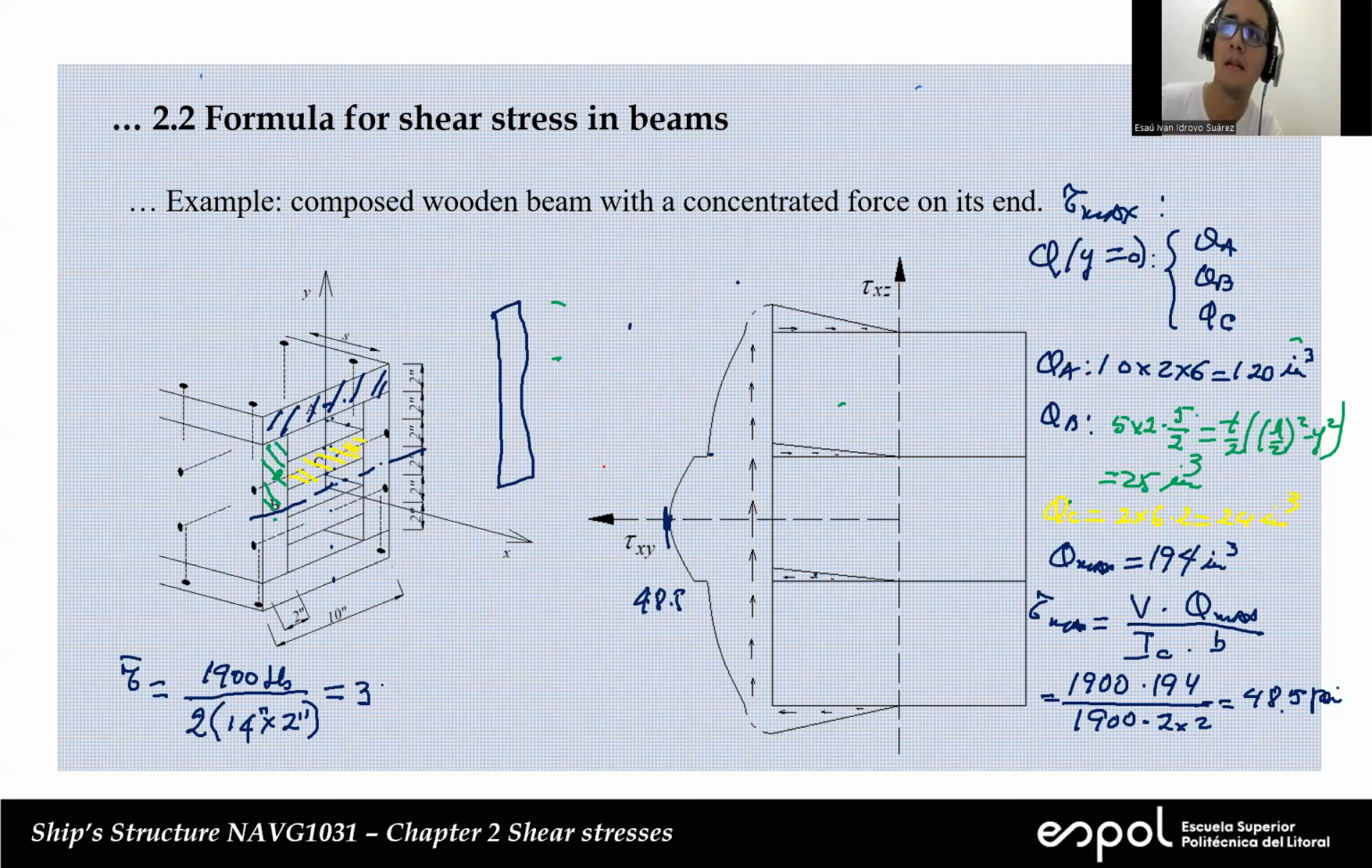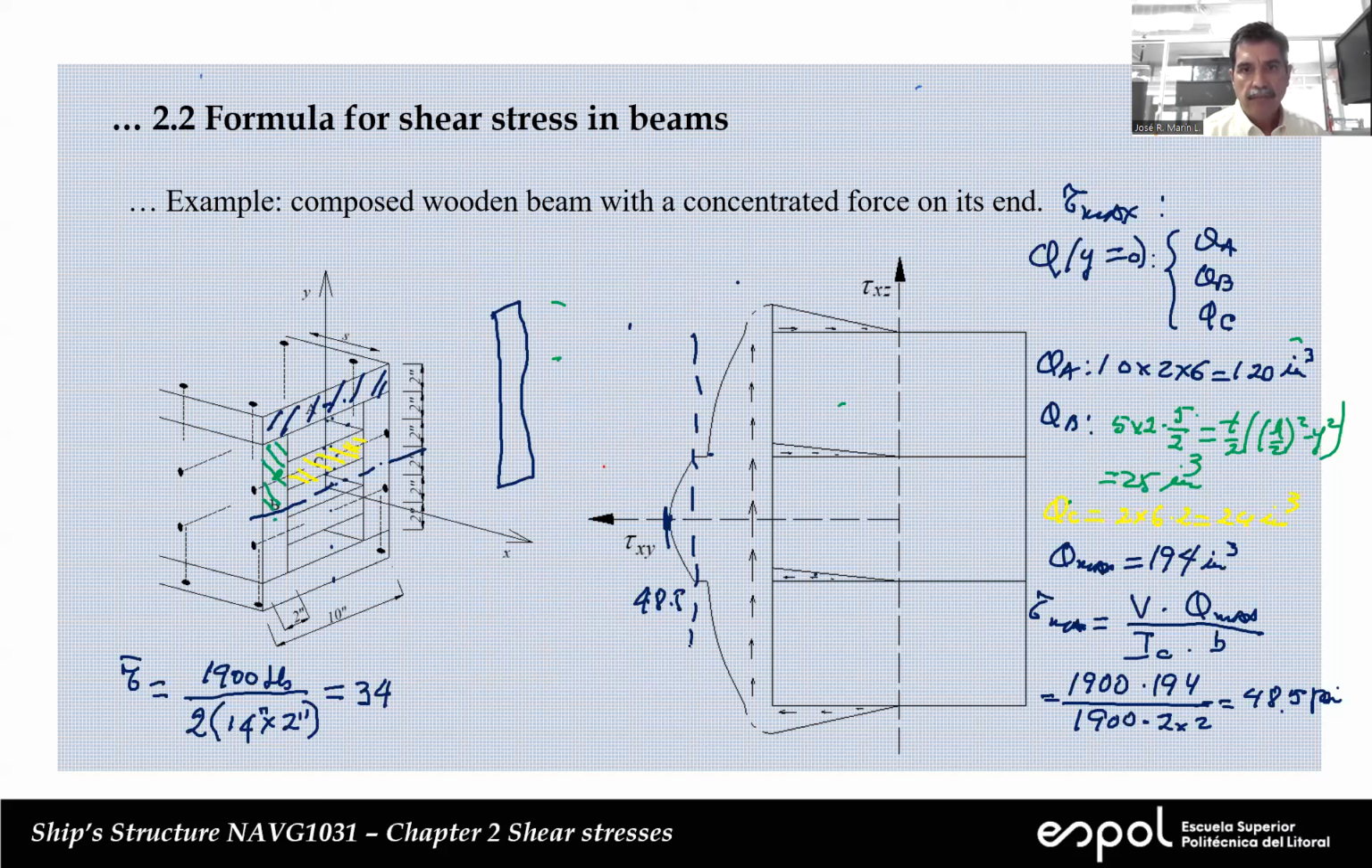33.93, so it's about 34. Yes. Okay, so this is 48 and the average is about this, more or less. Okay, so that's the average.